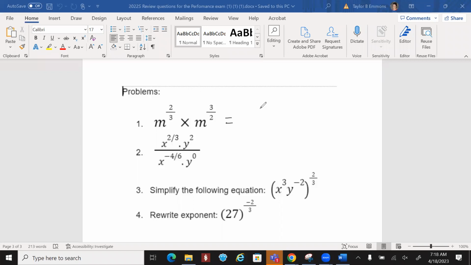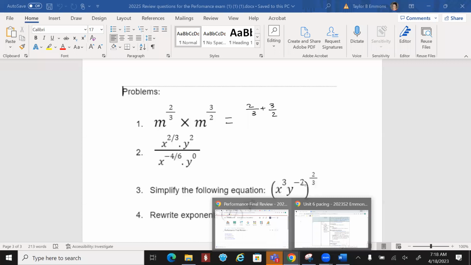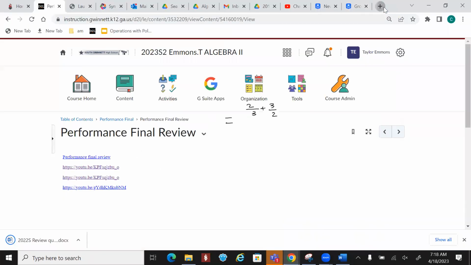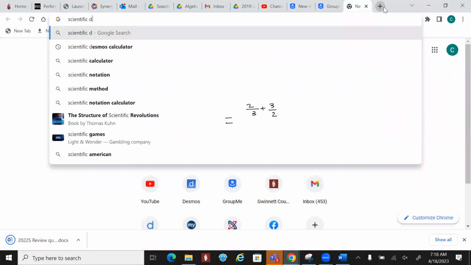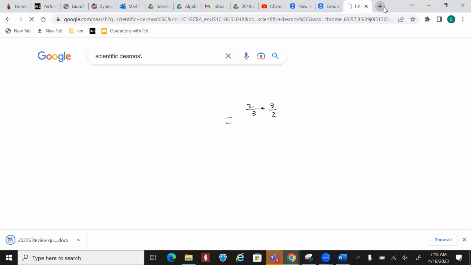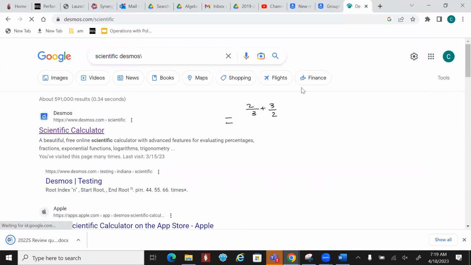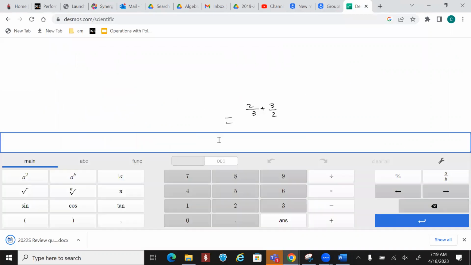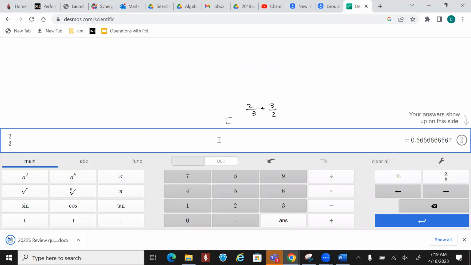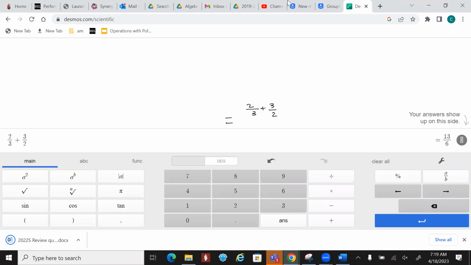So we're going to get 2/3 plus 3/2. And let's say, I don't remember how to add this. Okay. Let's say I forgot. What you can do is you can go into Scientific Desmos and it does it for you. So if I go into the Scientific Desmos calculator and I type 2/3 plus 3/2, it gives me it in decimal form, but I'm going to change that to a fraction and that'll get me 13/6.